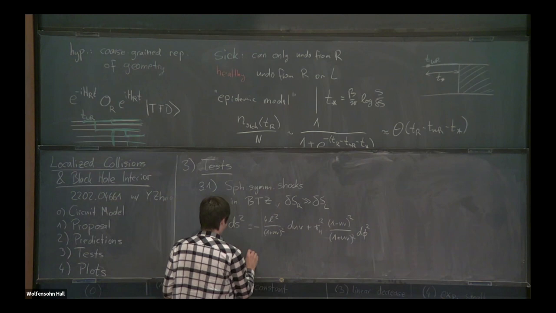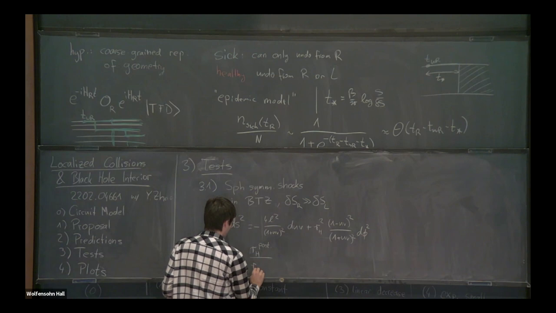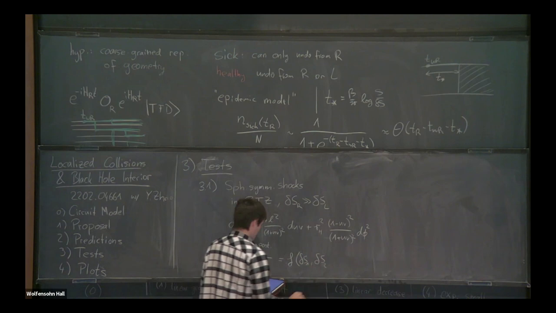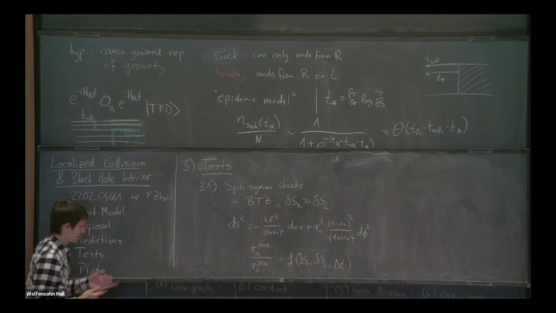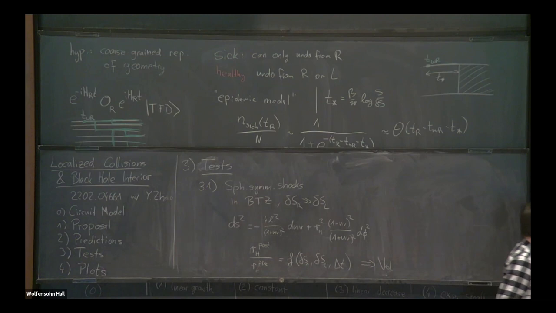And basically what you can compute is the horizon radius after the collision compared to before the collision. You get some function that depends on the entropies of the perturbations and on delta t. And from that quantity, you can compute the volume. So that's a simple calculation. And I might show a plot in the end of what the result looks like, but it basically just looks like this. So it has precisely the form that you expect from this circuit analysis.